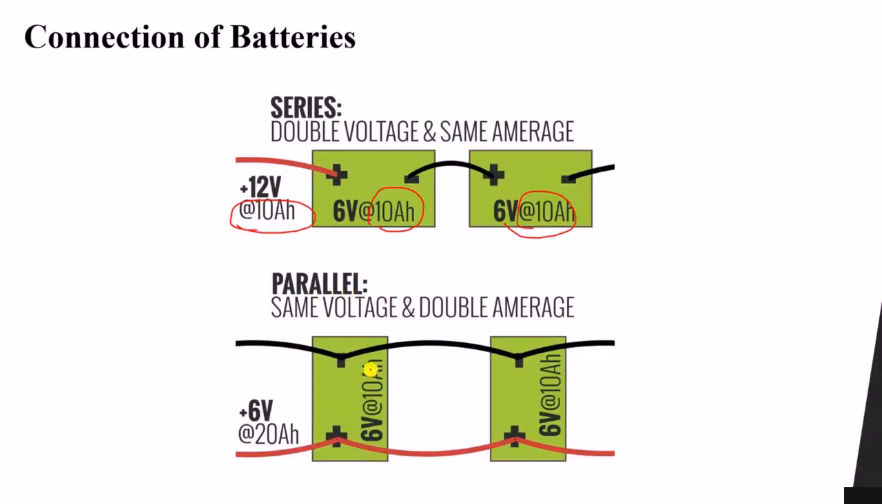Here for the parallel connection, the output current will be the summation, which is 10 ampere hour, and another 10 ampere hour give us 20 ampere hour, and the voltage will be the same.